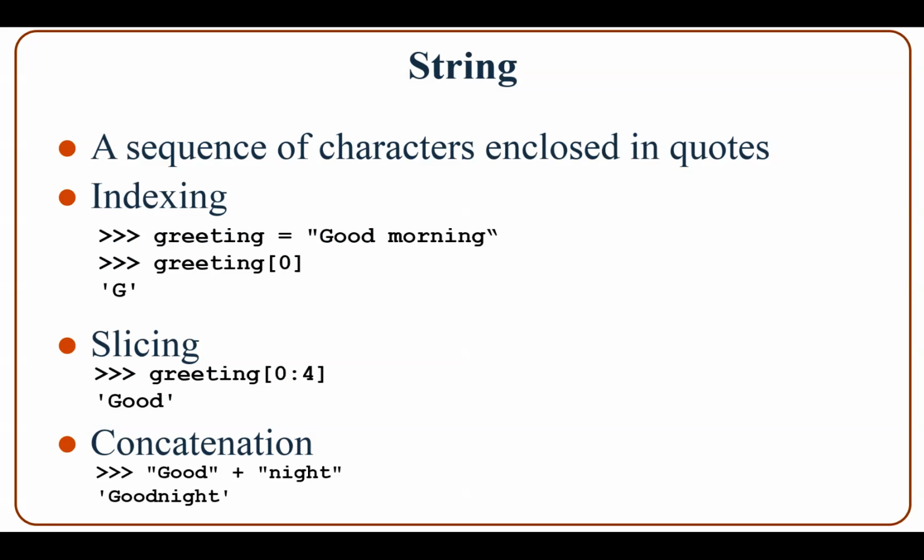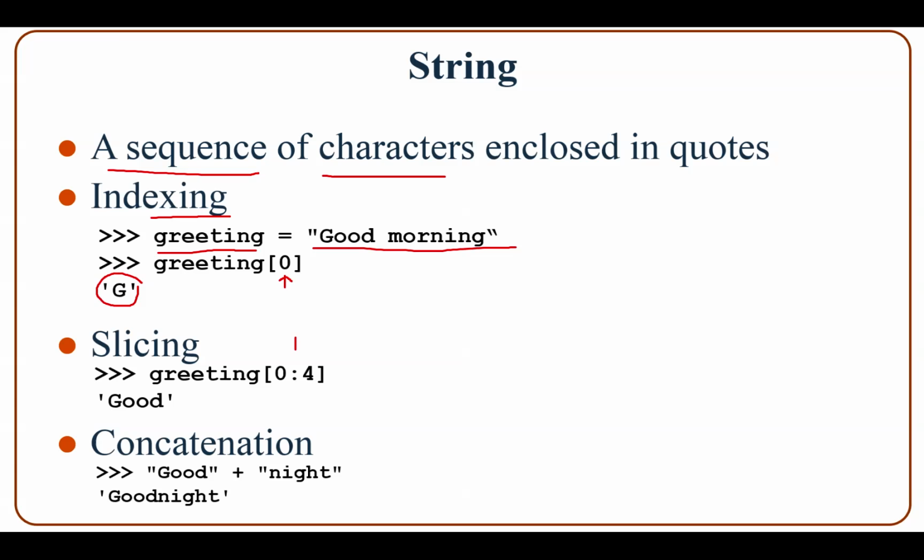First, let's talk about the first type, which is string. String is a sequence of characters enclosed in quotes. First, let's talk about indexing. Here, let's say we create a string containing good morning and store it into the variable greeting. When you want to access the first character, the first element, you give the string variable the index. In this case, it's 0. 0 is the first character, so it returns the first character, which is G.